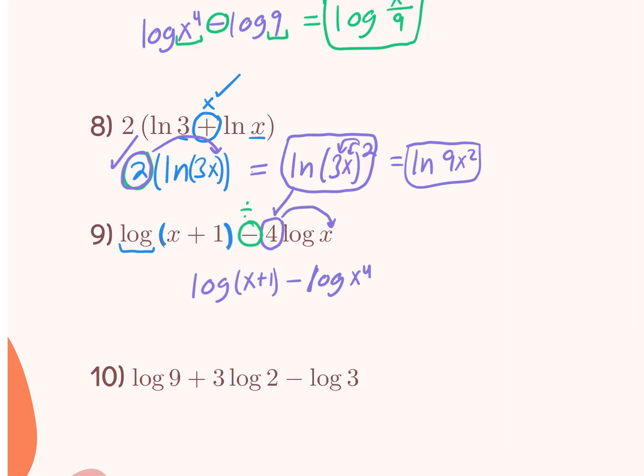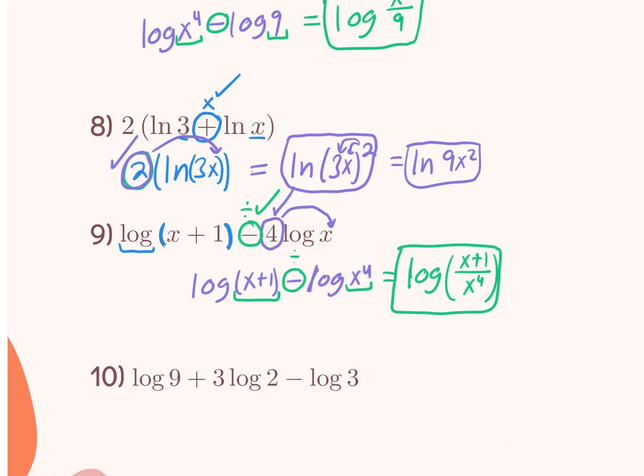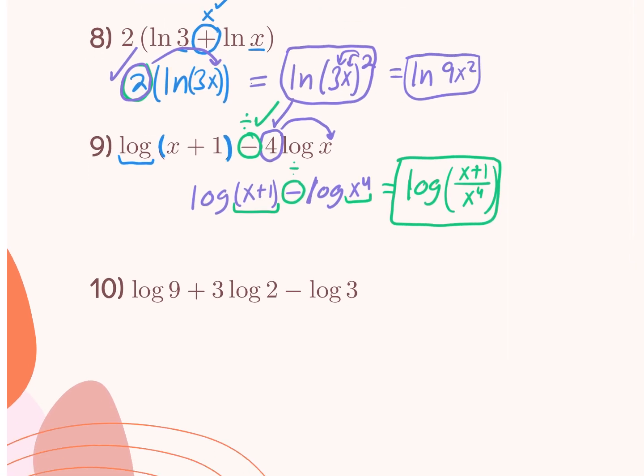Check. And then let's take care of the minus. The minus, again, means division. So what does this mean? It just means everything in here divided by everything in here. So this is going to become log of x plus 1 divided by x to the power of 4. So that's that whole thing. We already divided it. Check. All right, that's everything. This is fully condensed. All right, hopefully not too bad.